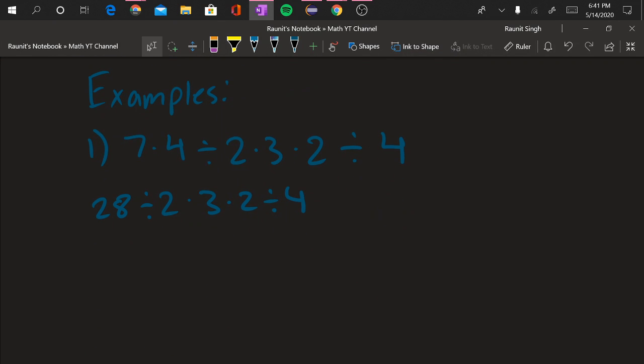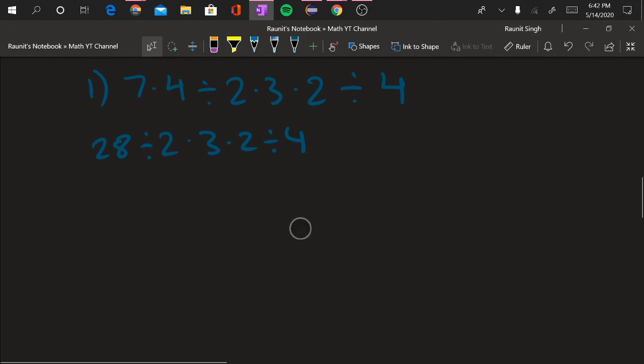So to explain that, if you look at the equation from left to right and you see multiplication first, you're going to do that. But if you see division next and then multiplication after that, you're going to do the division first and then the multiplication. So we're going to do 28 divided by 2, which is 14, times 3 times 2 divided by 4, right?